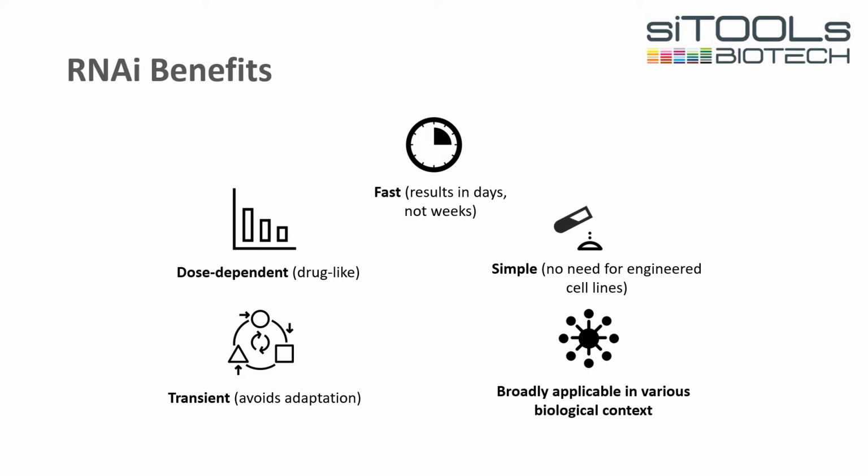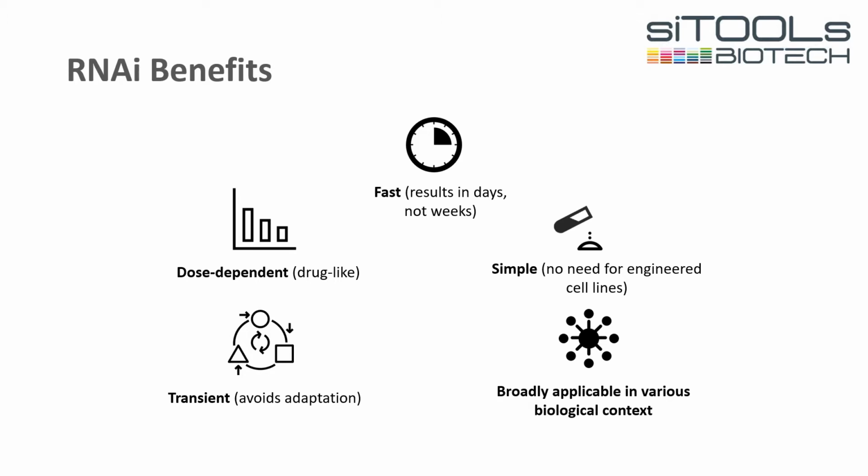And RNAi can be used directly onto cells. It results in efficient uptake, therefore avoiding any clonal selection or cellular engineering, which brings me to the next benefit of RNAi. RNAi avoids genetic compensation that can occur under prolonged loss-of-function experiments. Last but not least, RNAi is broadly applicable. It can be used in cell lines, in primary cells, or in vivo systems with appropriate delivery vehicles.